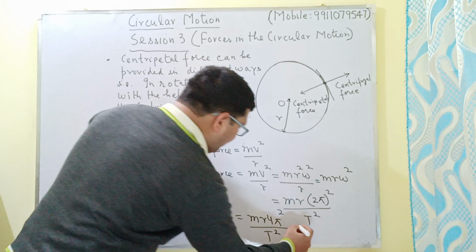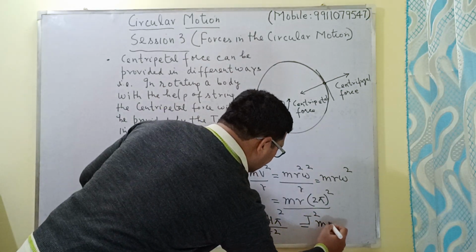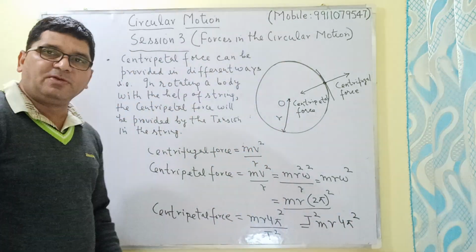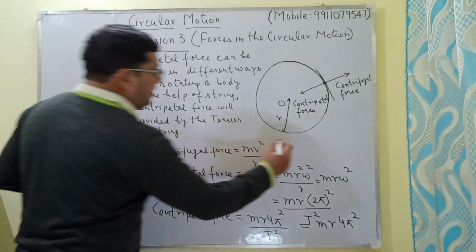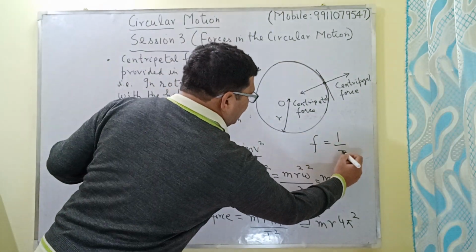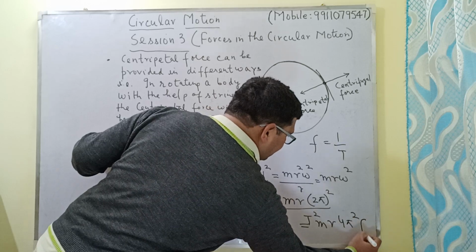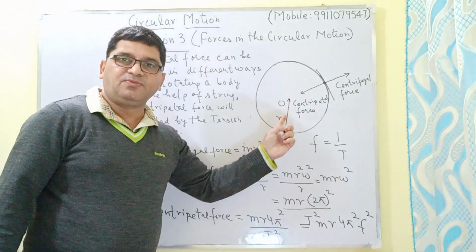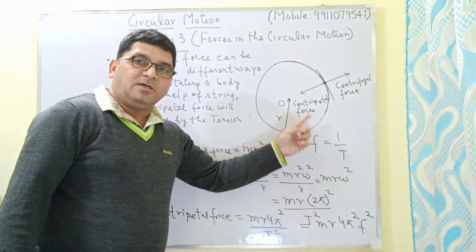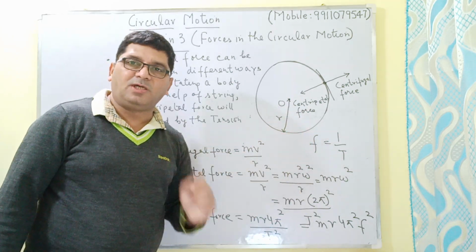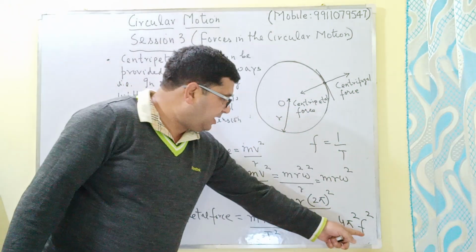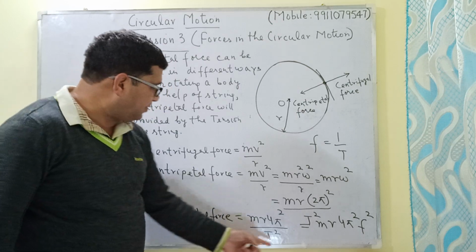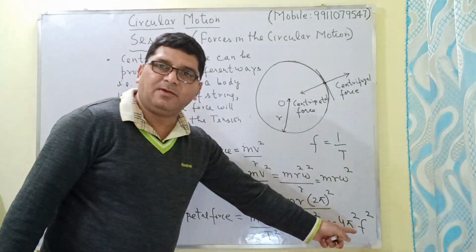And one more thing here, this m r 4 pi square. You know that the frequency of revolution is given by f equal to 1 by T. So this can also be written with f square, where f is the frequency of revolution. What is the frequency of revolution? It is the number of revolutions performed in 1 second. So f is equal to 1 by T. Substituting this value of f in the equation, the centripetal force is also equal to m r 4 pi square f square.